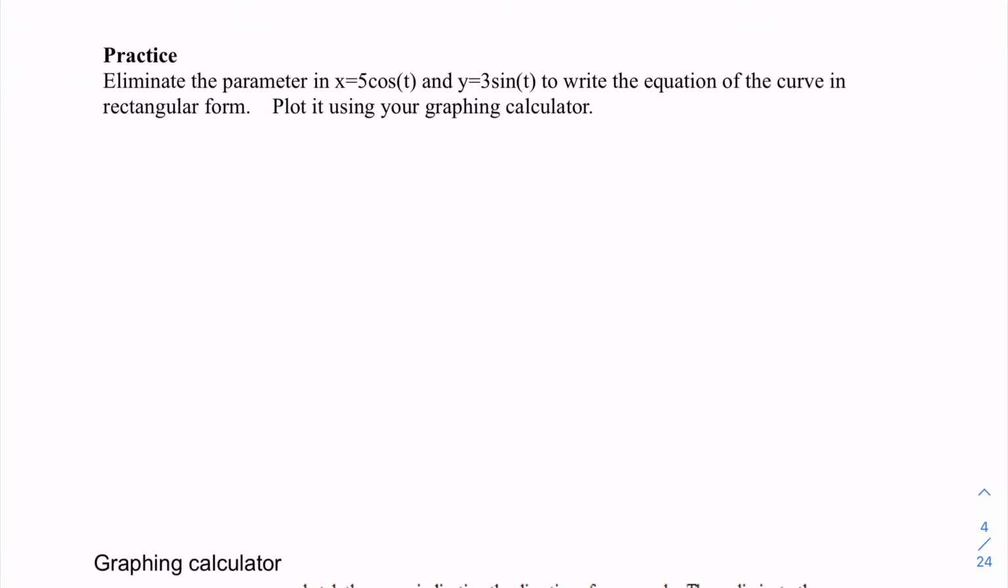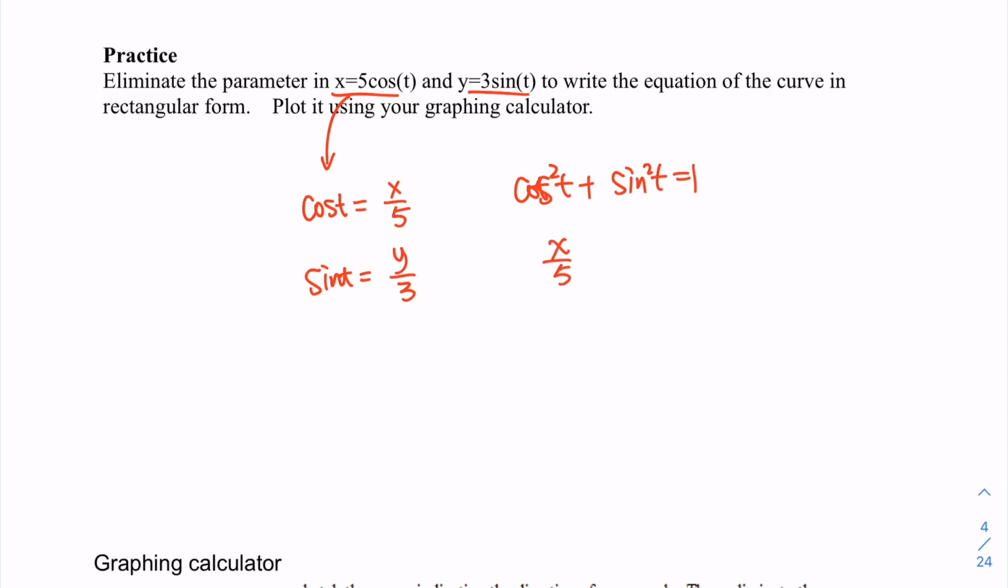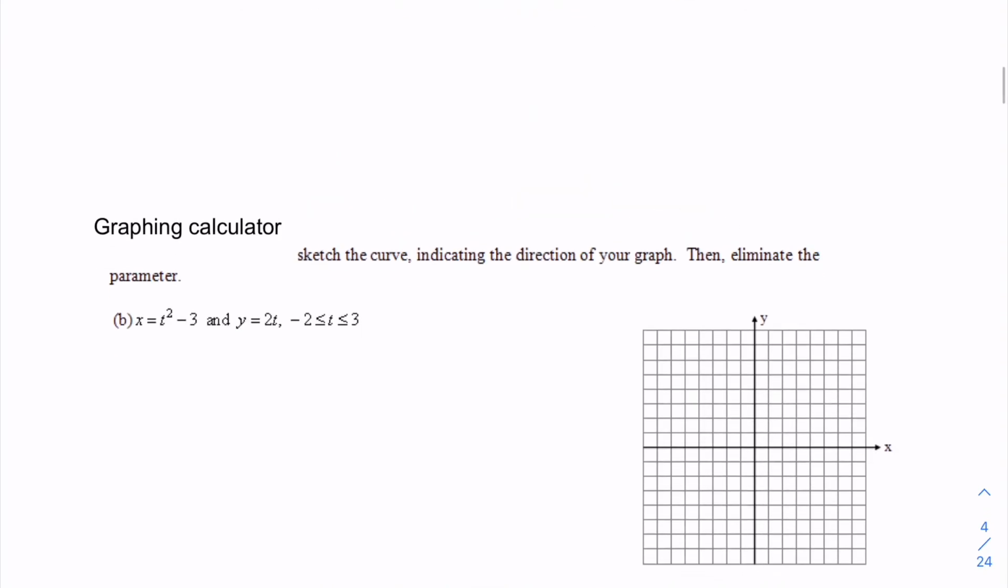Given this practice problem, how do we get rid of t and write this equation in the rectangular form? From the first one, cosine t equals x over 5. Sine t equals y over 3. Based on the property cosine squared plus sine squared equals 1, I have x over 5 squared plus y over 3 squared equals 1. This is an ellipse.